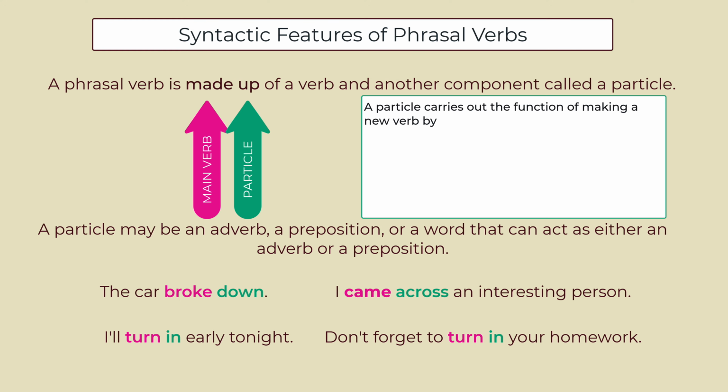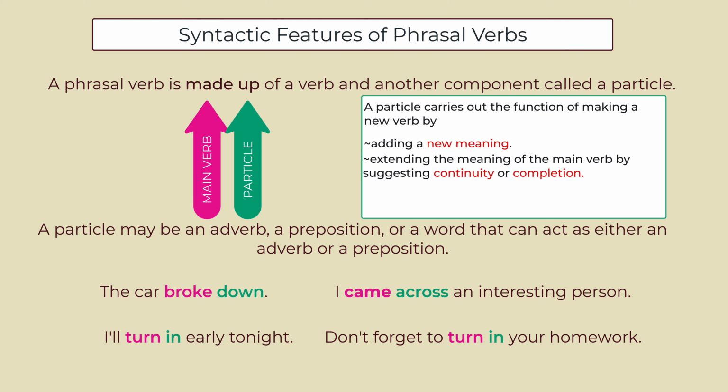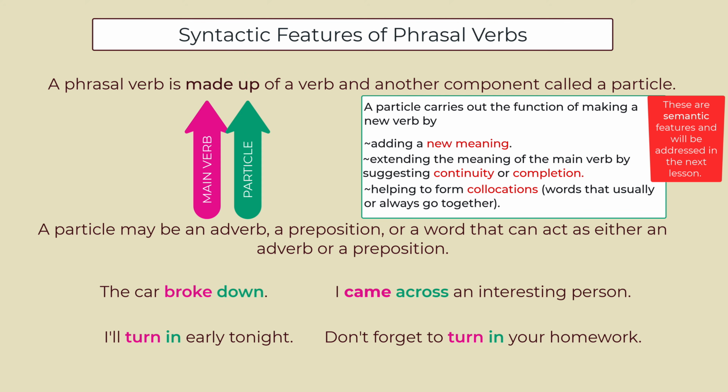A particle carries out the function of forming a new verb, since it may add a new meaning, extend the meaning of the main verb by suggesting continuity or completion, and help to form collocations. These are words that usually or always go together. The particle may be an adverb, a preposition, or a combination of both.